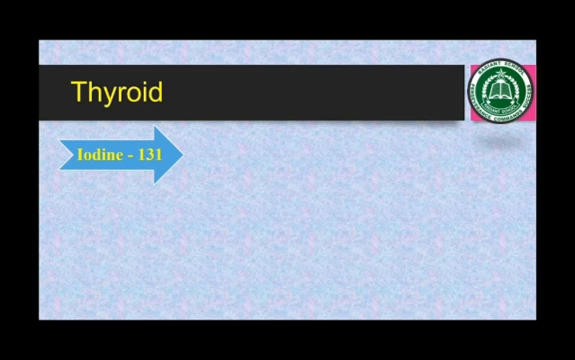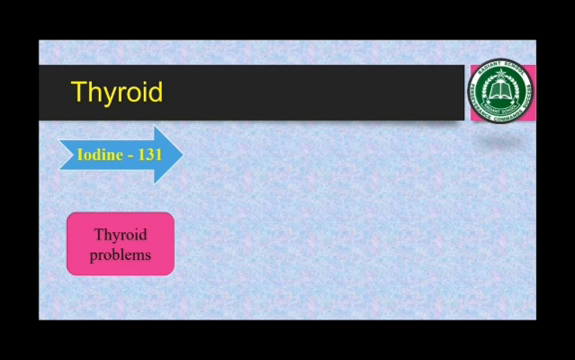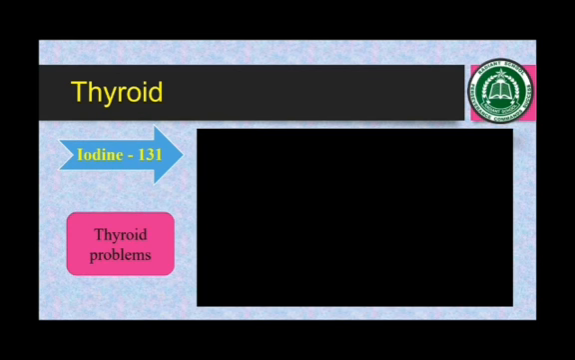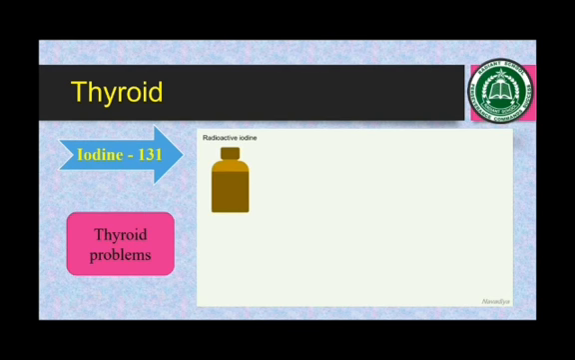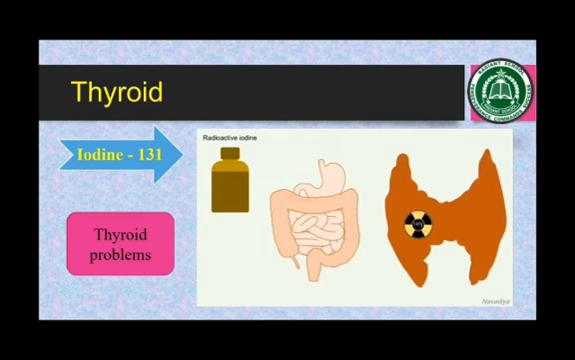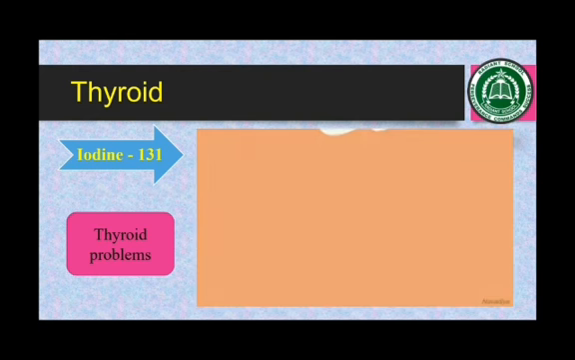Iodine 131 is used to diagnose thyroid problems. Let's watch a video in which we will see how iodine 131 is used to diagnose thyroid problems. In this video, we will see radioactive iodine, or iodine 131. So let's start. It is commonly available as a solution which is given orally. After absorption, it goes to the thyroid gland.